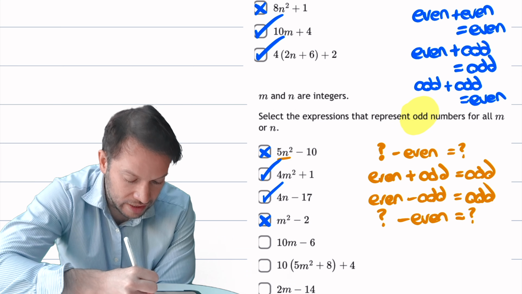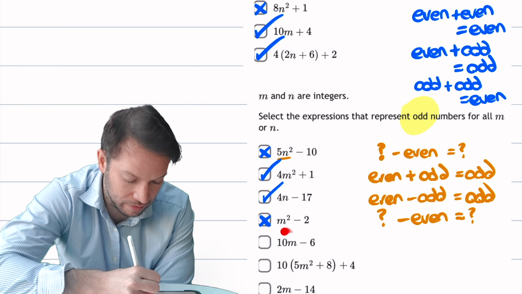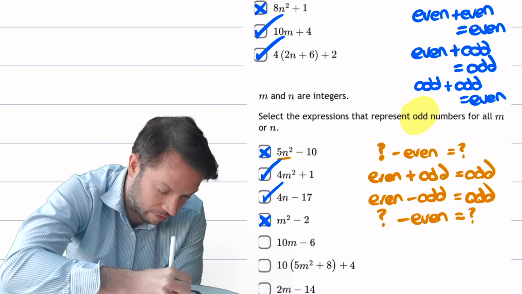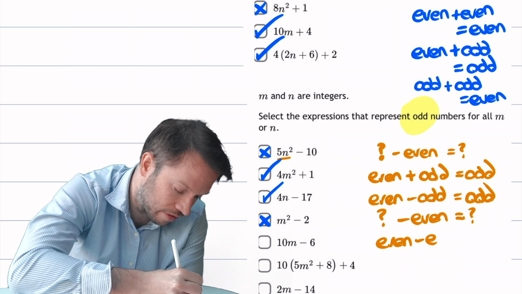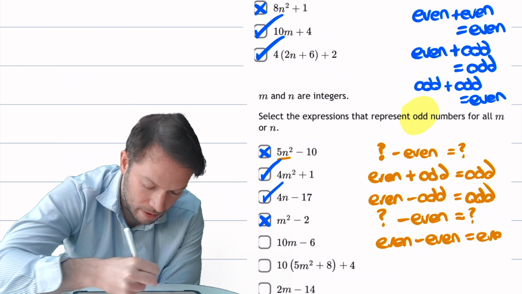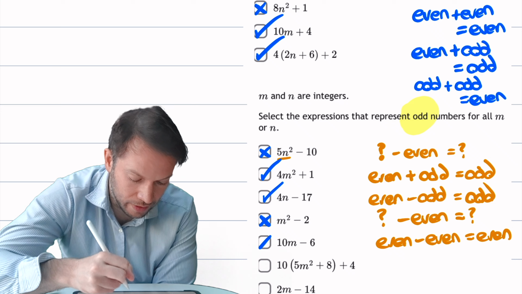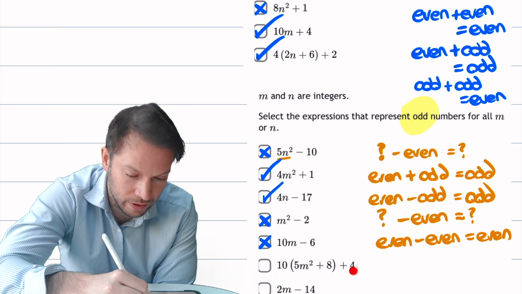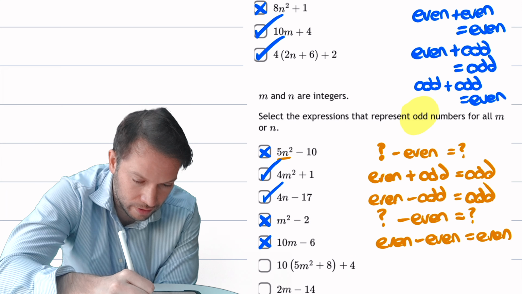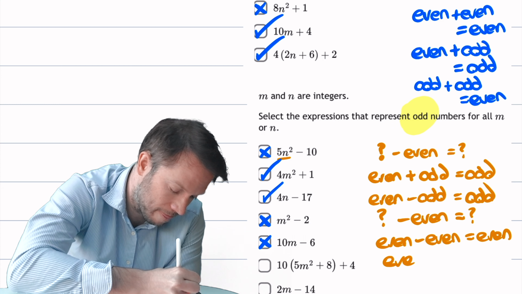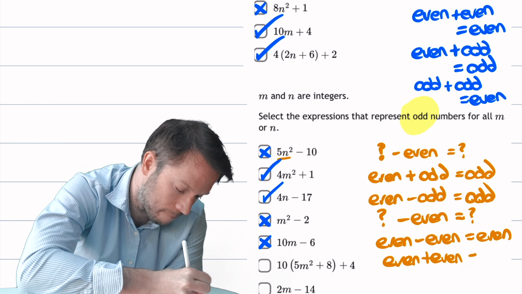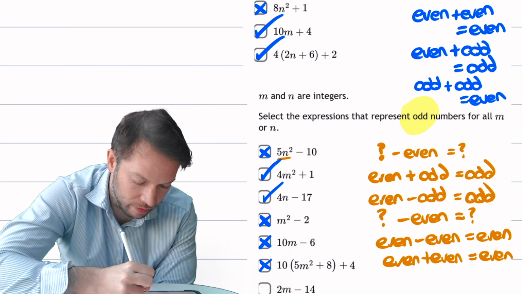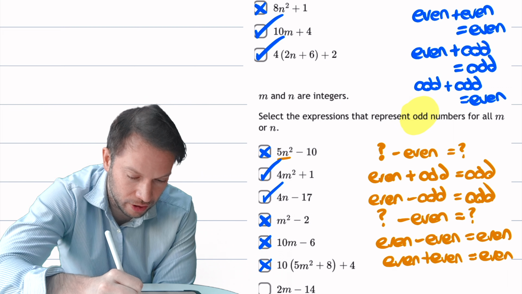The next one, 10m, is guaranteed to be even because the 10 has a factor of 2. And then it's even minus even. Now, even minus even is even, so it's not going to be odd. So that one is a cross. The next one, it's 10 times something. 10 is even, and 4 is even. So we've got even plus even, which is even. So it's not that one. And then finally, we've got even minus even again, which is even. So it's not that one.